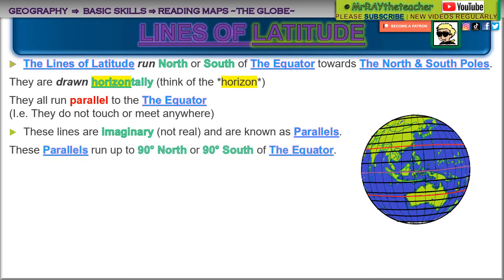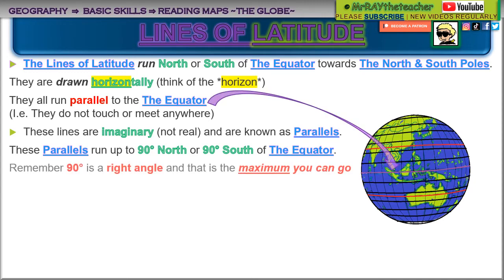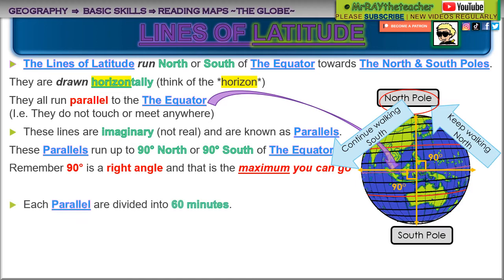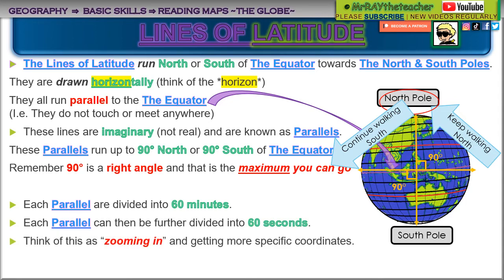With that being the case, parallels run up to 90 degrees north or down to 90 degrees south from the equator. And remember, 90 degrees is a right angle, and that's the maximum you can go. There's your North Pole. Keep walking north. Continue walking south, and then you hit the equator, and now you go another direction once you hit the South Pole. Anyway, each parallel is divided into 60 minutes, and each can further be divided into 60 seconds.